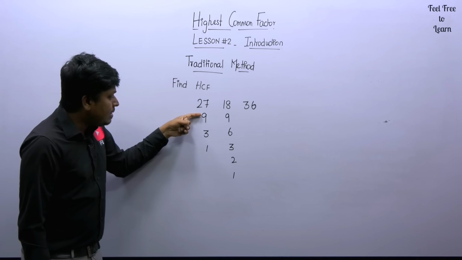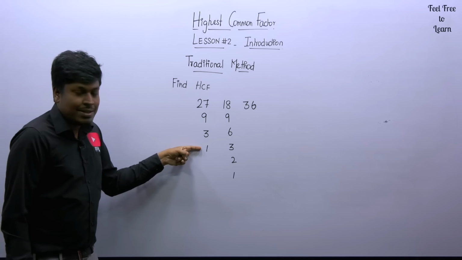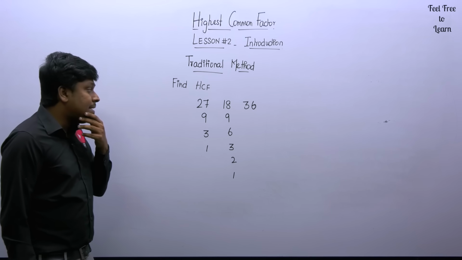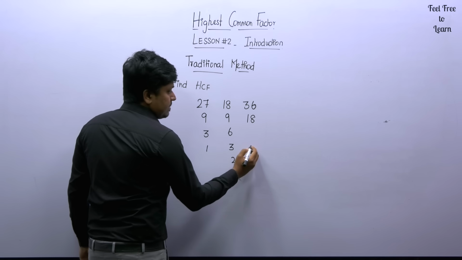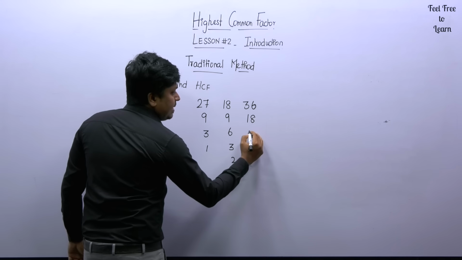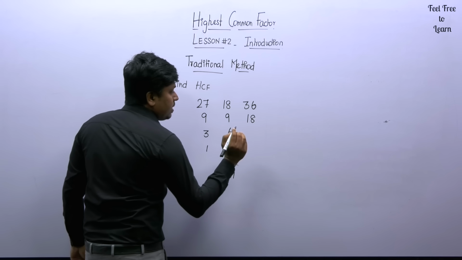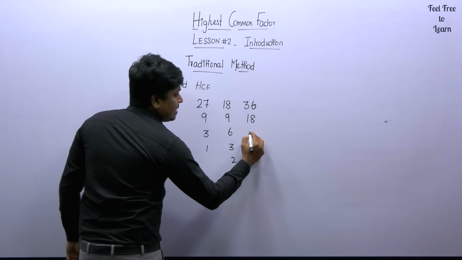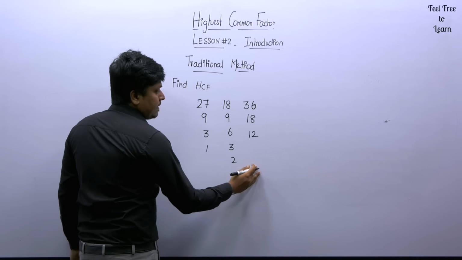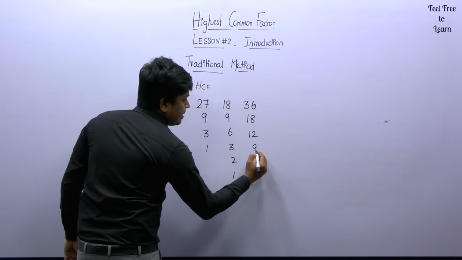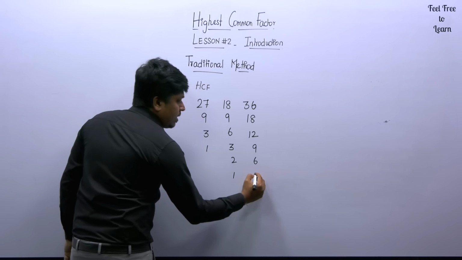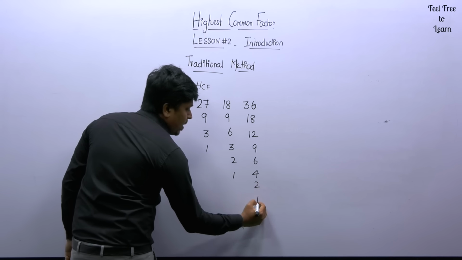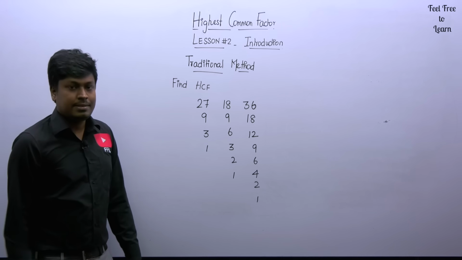Similarly, these are the factors of the number 27. Then let me move on to 36. 18 2s are 36, yes. 12 3s are 36, then 9 4s are 36, 6 6s are 36, then 2 and 1. So these are the factors of 36. Got it?